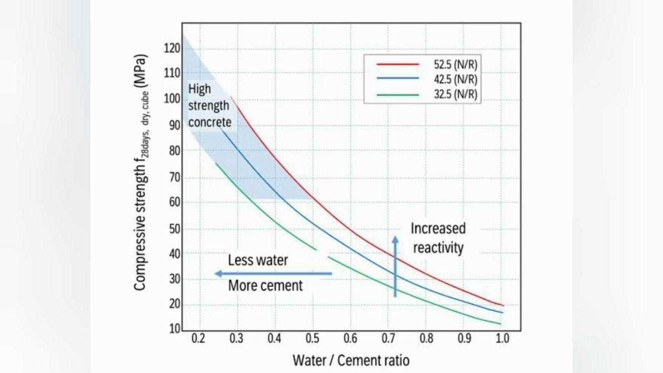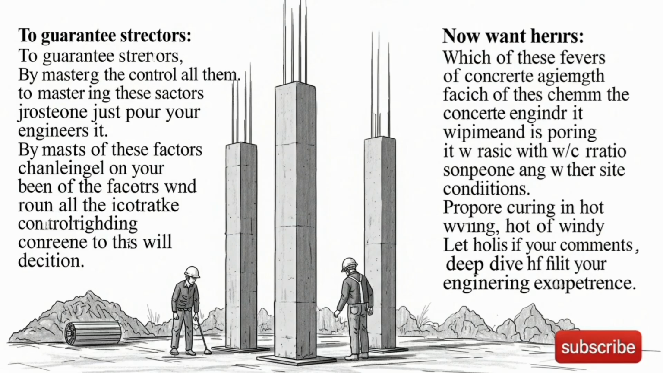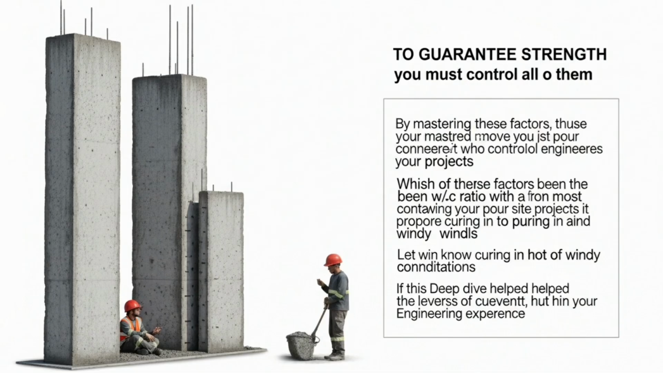If the temperature is too high during pouring, above 35 degrees Celsius, the reaction can happen too quickly, leading to thermal cracking and a less dense microstructure, which can result in lower ultimate strength. Conversely, if the temperature drops below freezing, the water in the mix can freeze and expand, disrupting the concrete matrix before it has gained any strength, causing permanent damage.